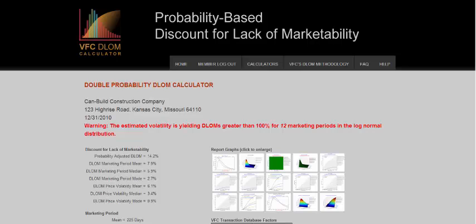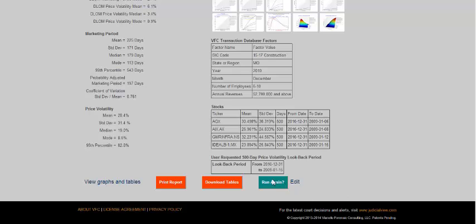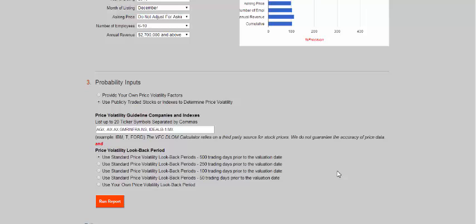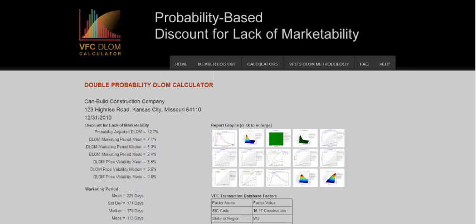Now let's consider whether the look-back period makes a significant difference to DLOM. We do this by scrolling down to the Run Again button, clicking it, scrolling down to step 3, and selecting the 50 trading day radio button. We see that price volatility measured on a 50-day look-back is 12.7%.